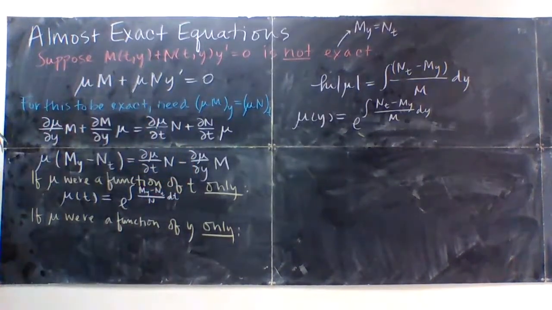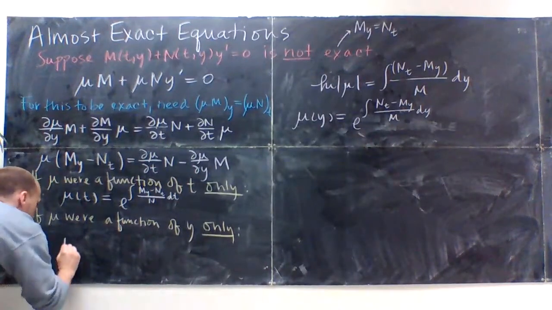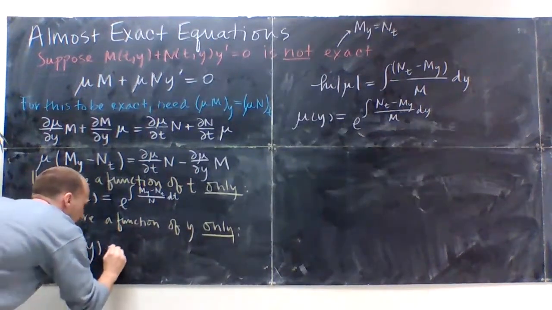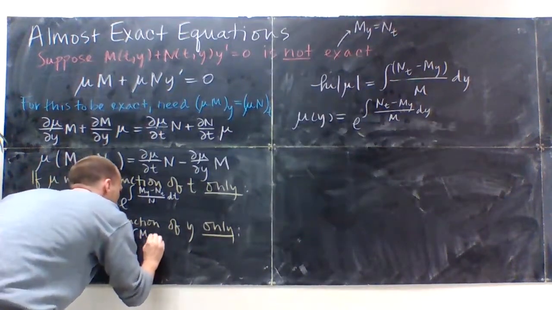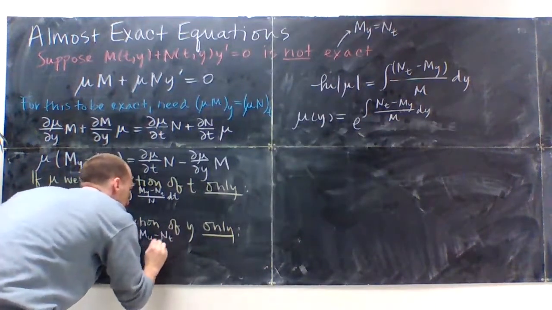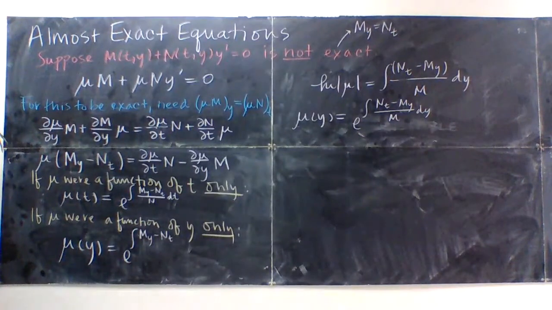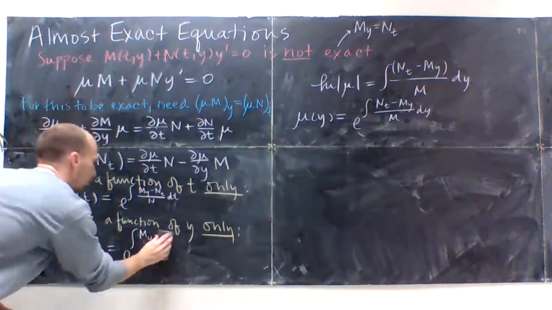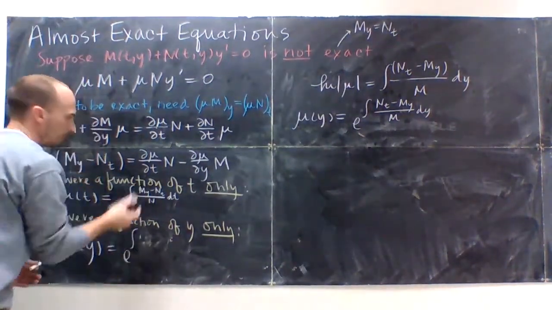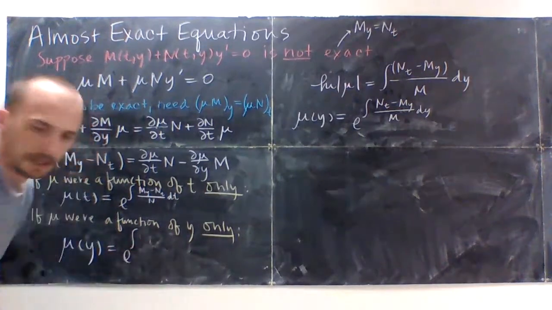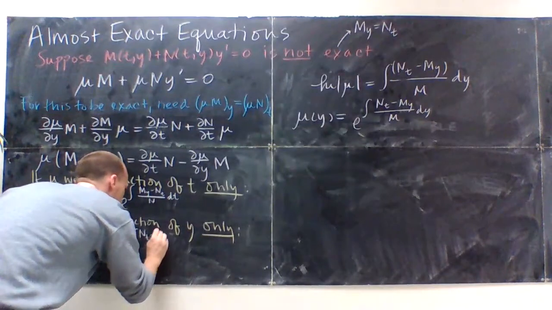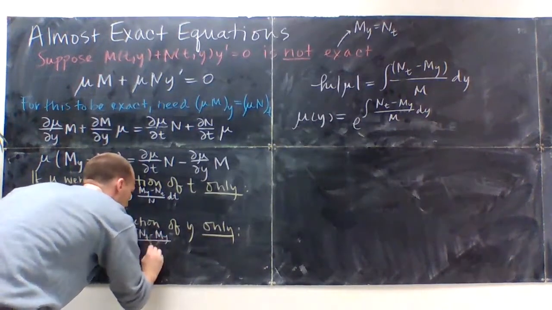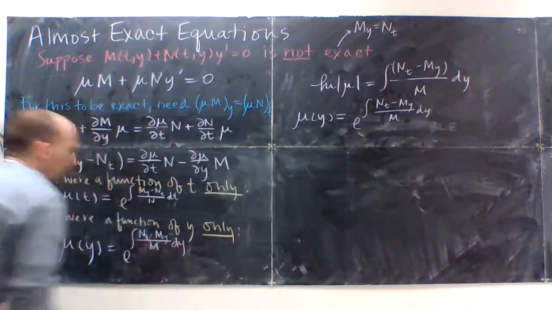So in that case, mu of y equals e to the antiderivative of my minus nt. That's it. Nope, it's the opposite. Nt minus my. I could have just looked up above and seen that it was the opposite. Over m with respect to y.